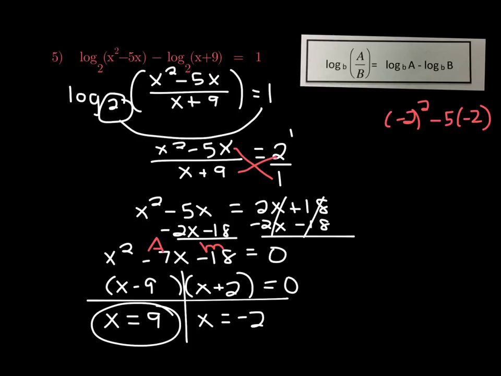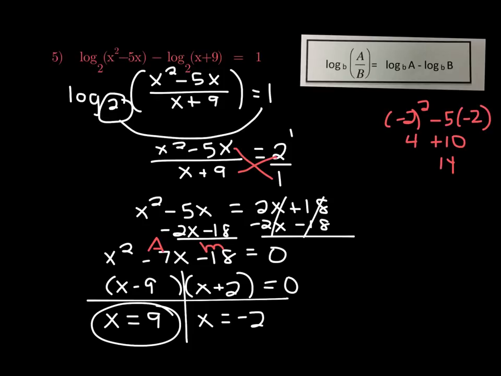All right, so negative 2 squared, negative 2 times negative 2 is positive 4. And then negative 5 times negative 2 is positive 10. So that actually gives us positive 14. So even though this is a negative number, when you substitute it back in, it gives us a positive value.